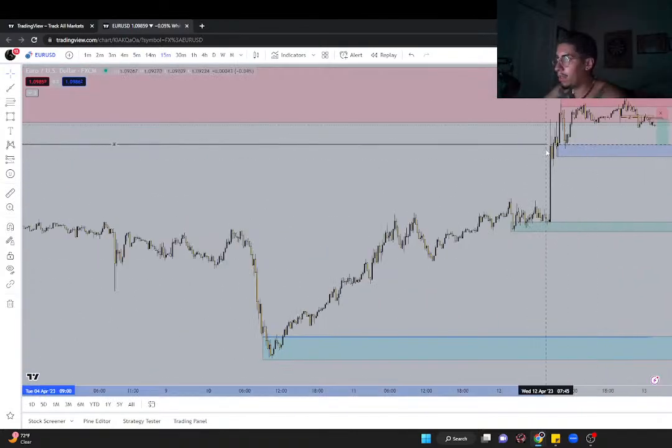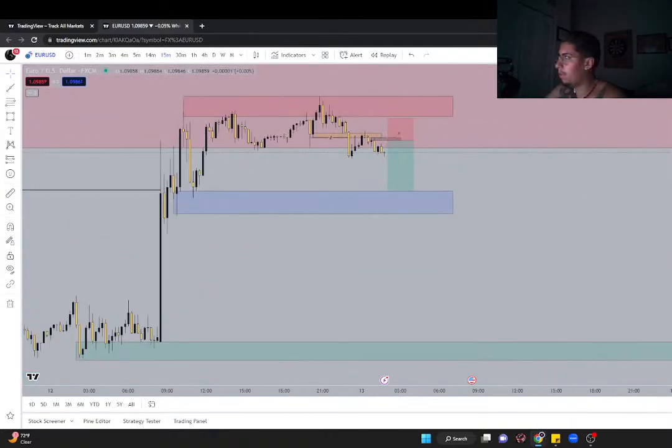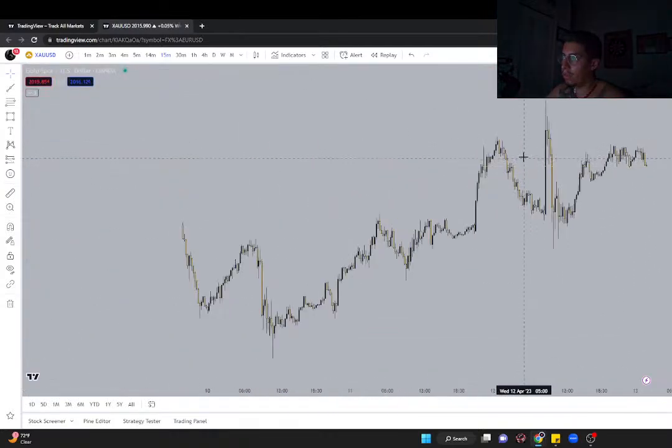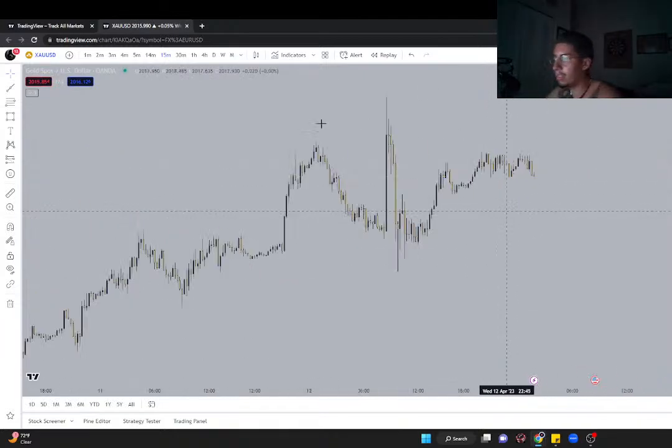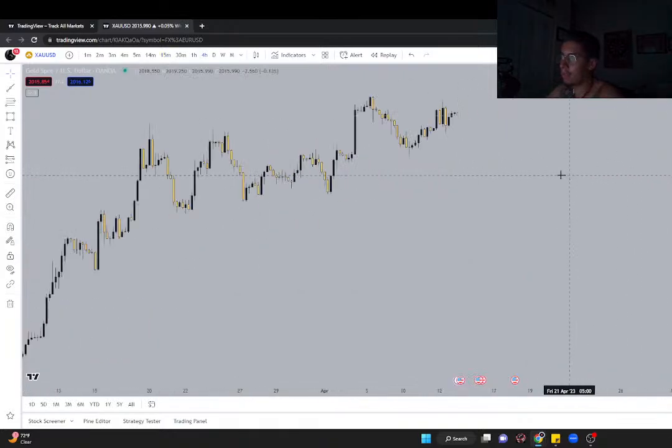Alright, now moving forward, let's take a look at another pair that we're eyeing, which is gold, right? So gold, very good trade today that I took, and this was as easy as 1, 2, 3, right? And if you look at price here, this is kind of what I saw.